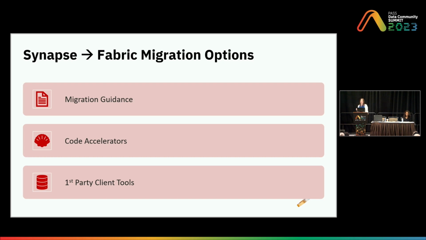Code accelerators are a set of PowerShell scripts which run DDL over all of your tables. You'll extract the schema using SQL CMD, and then we'll create a SQL projects file, and then it will create a DAC pack, and then publish it to Fabric. Then you can use tools like an ADF pipeline or a COPY INTO command to populate that as well.